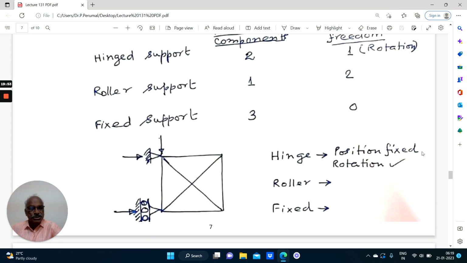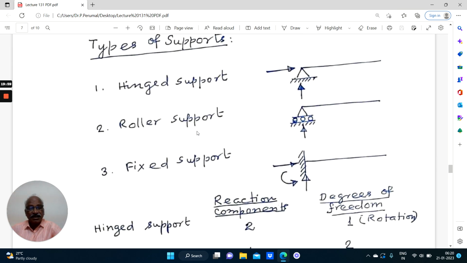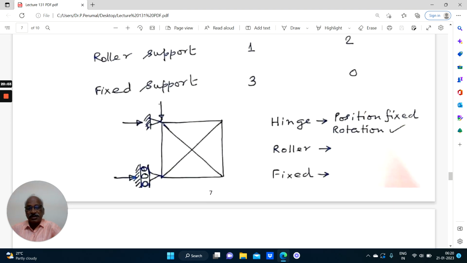The hinge is position fixed, only rotation is allowed, right? Here I told that there will be a vertical reaction component. It may be provided like this also. Suppose in the truss, this may be a hinge or this may be a roller. Now, horizontal reaction is possible. A reaction component perpendicular to the plane of rollers, because sometimes this roller support will be provided inclined also.